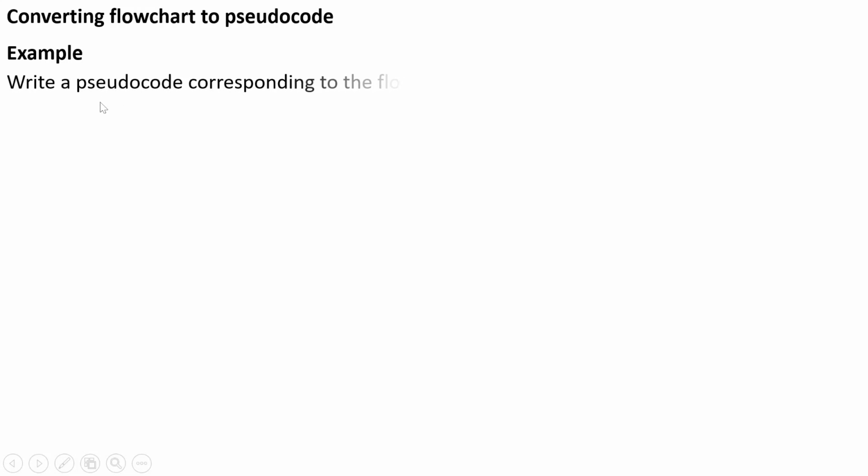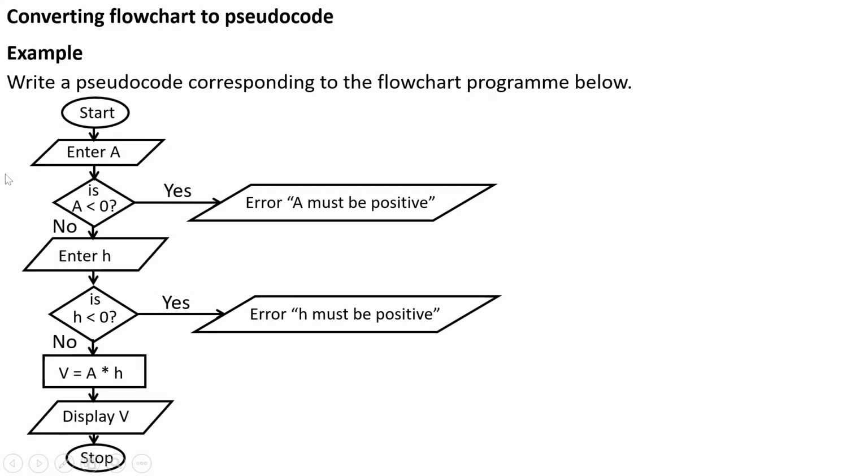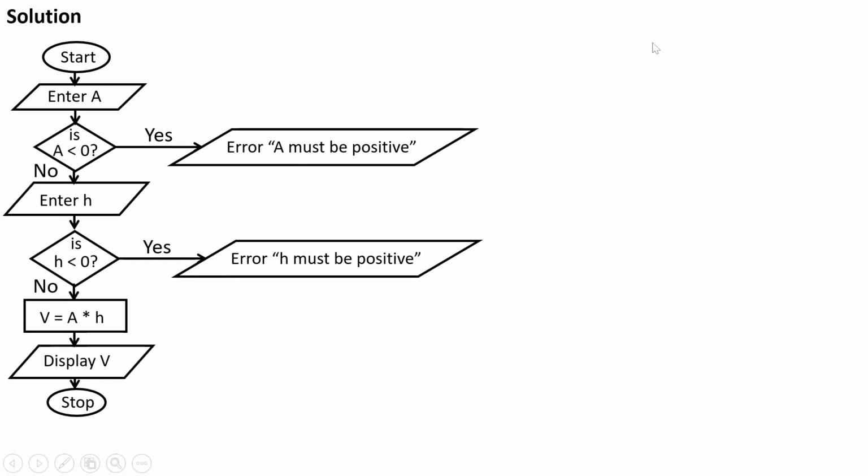Write a pseudocode corresponding to the flowchart program below. So they are telling us to write a pseudocode corresponding to the flowchart program below. This is a flowchart, and they're asking us to write a pseudocode. So we'll write a pseudocode which corresponds to this. This is the solution, so we'll write it from here.